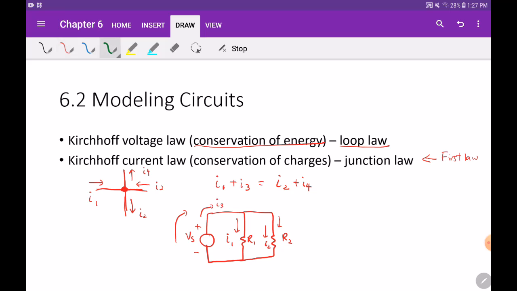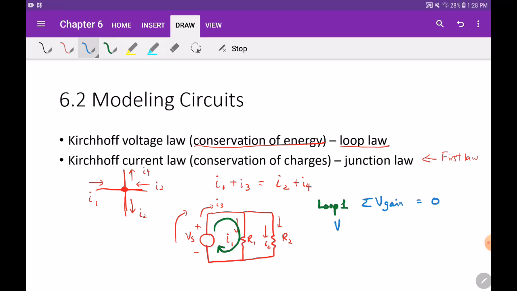So if you take a loop, around the loop, what it says is that the summation of the voltage gain must be equal to 0. So if you lose voltage, you count it as a negative gain. So let's try that one.